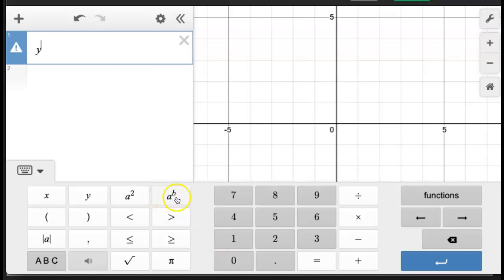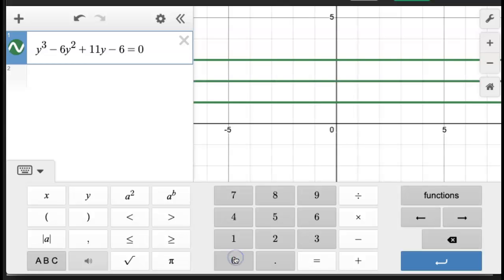So y, a to the b, I'll put a 3 there, and then I'll do that right arrow, so I'm ready to do the next. Minus 6y squared plus 11y, I'm not sure this one's going to work, minus 6 equals 0. Hey, it did work.